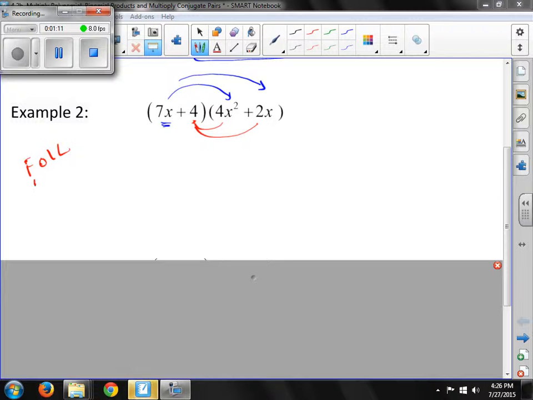FOIL stands for first, outer, inner, and last. And I'll show you how that works.